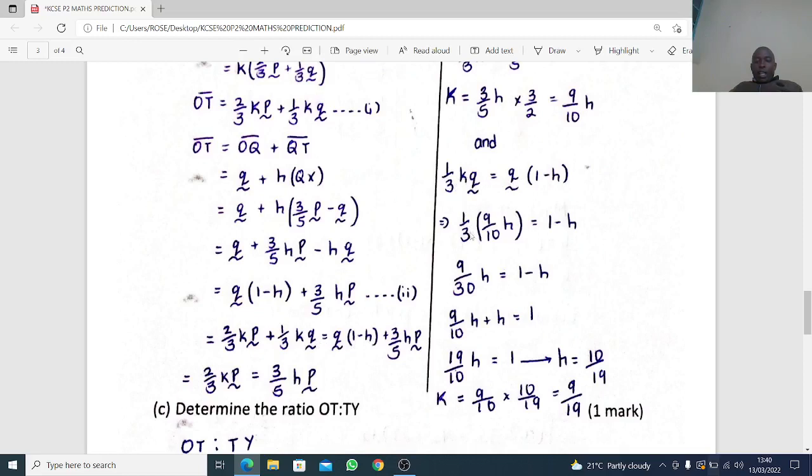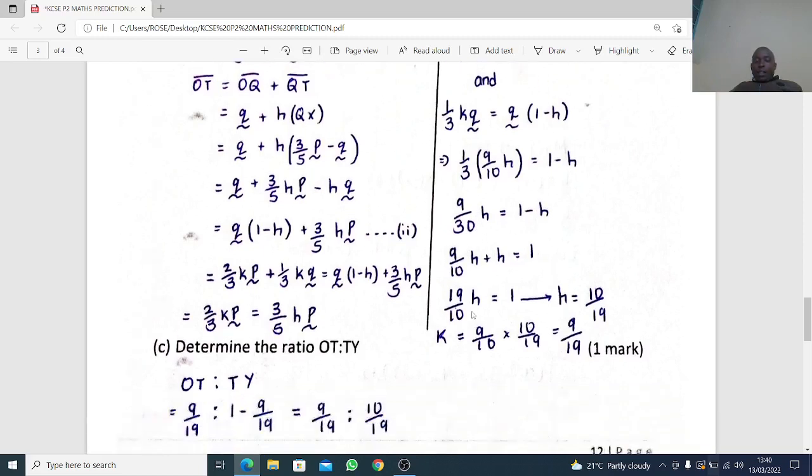So we shall be having a third k, where we replace k with 9 out of 10 h equals 1 minus h. We open the bracket, it gives you 9 out of 10 h equals 1 minus h. If we bring h to the other side, it becomes 9 out of 10 h plus h equals 1. So that gives you 19 out of 10 h equals 1, meaning that h, we multiply by the reciprocal, equals 10 out of 19. 10 out of 19 is our value for h.